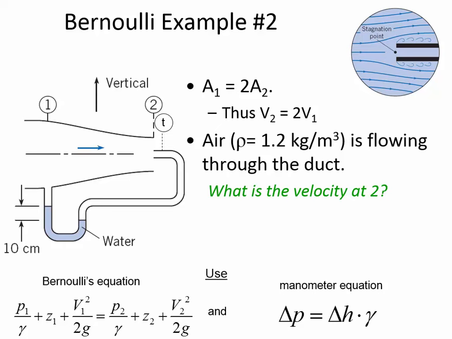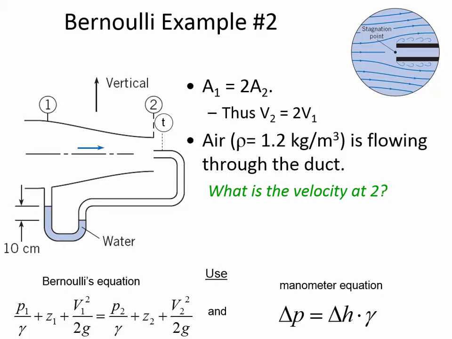And then how much additional pressure? Well, we can measure the pressure difference using the manometer equation. And the manometer equation is going to relate the pressure at 1 and the pressure at t. So the change in pressure is going to be a function of the delta H, the deflection in the water that we see there, and the gamma. Now this is where a problem like this can get a little bit potentially confusing because we've got two different fluids.